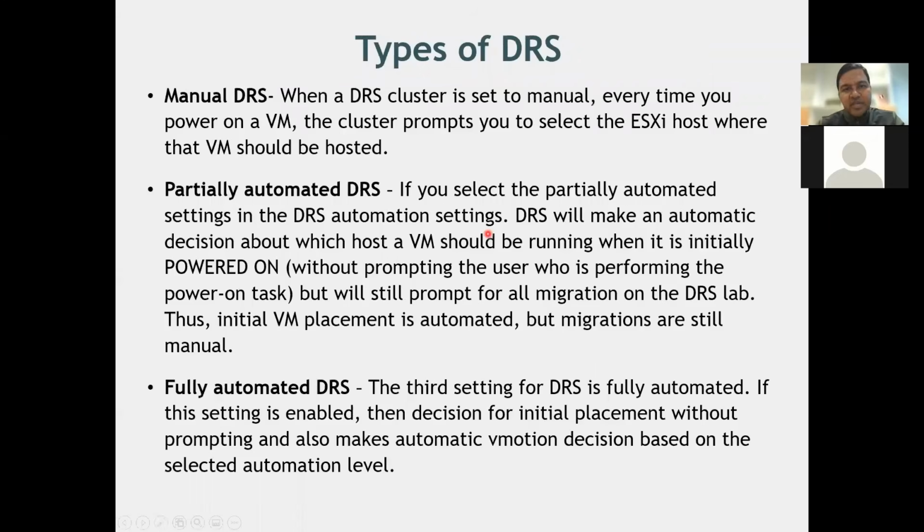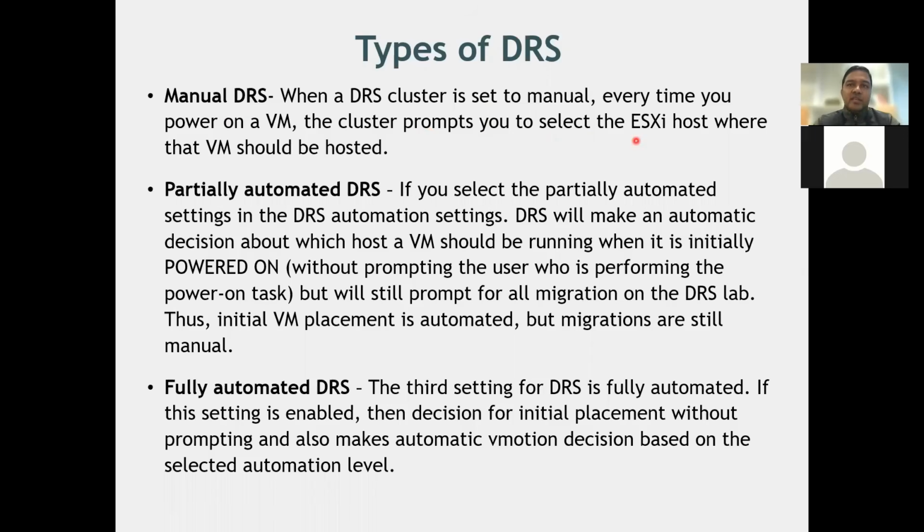Now, what are the different types of DRS? There are 3 types of DRS. The first is manual. When we are enabling the DRS, there is a setting where 3 options can be chosen. If we say manual, then the DRS cluster is set to manual. Then every time we power on the VM, the cluster will prompt you to select which ESXi host you want the VM to be hosted on.